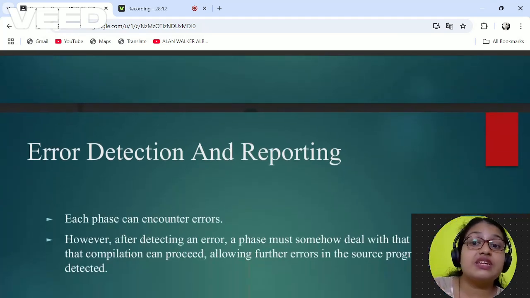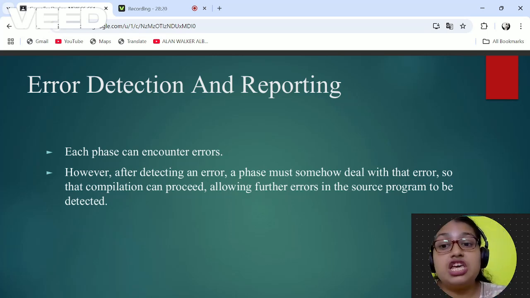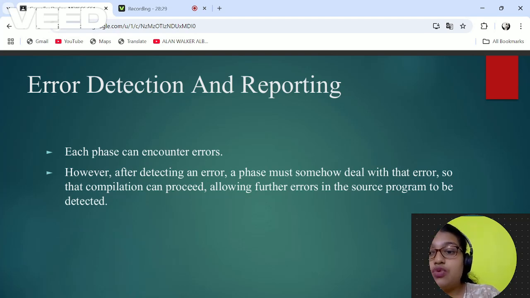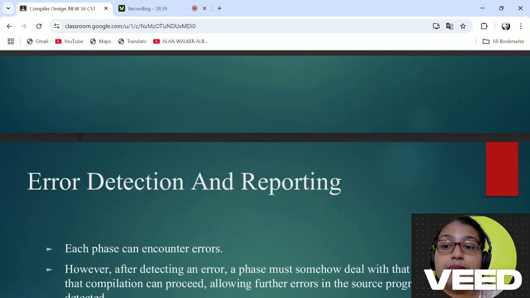And also have error detection and reporting. You have to mention this too if it is coming for a 10-mark question. So each phase can encounter errors, right? After detecting an error, a phase must somehow deal with that error. Only if the phase deals with that error can the compilation proceed, allowing further errors in the source program to be detected. So that is about error detection and reporting.